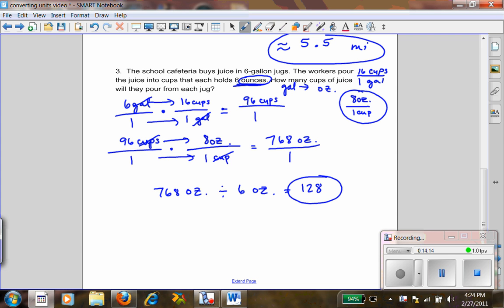So that one was a little tough. There were 2 steps in that. We had to use 2 unit conversions, but we did the exact same idea. We just broke it down step by step. So we went to cups first, then we went to ounces using 2 different conversion factors. All right, so there you go.